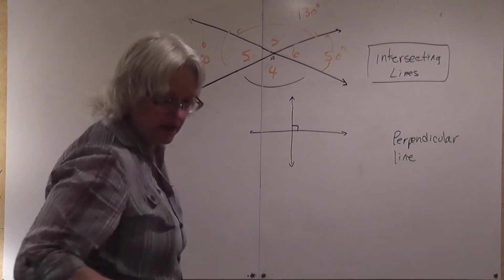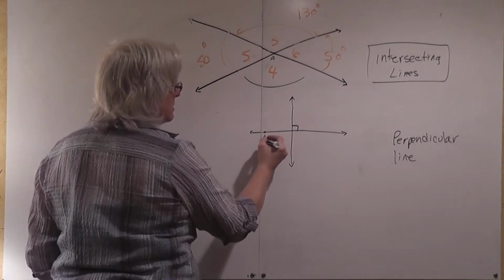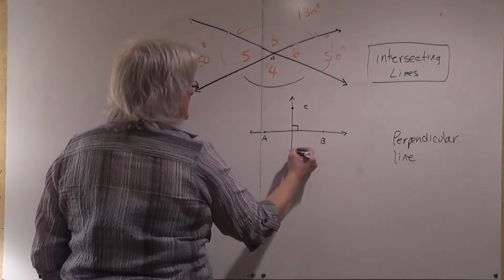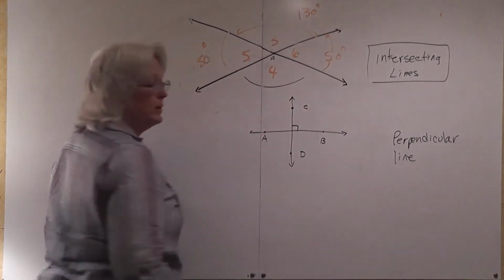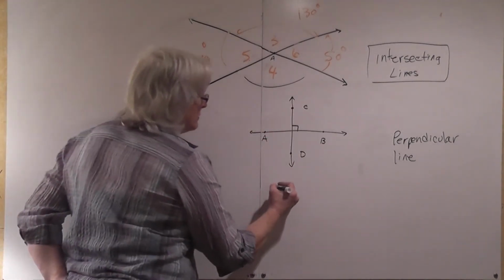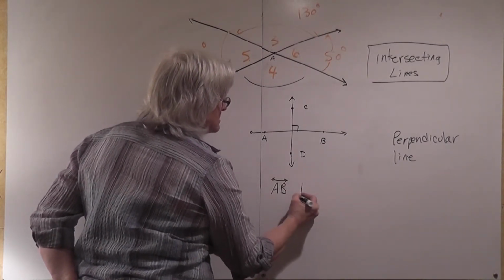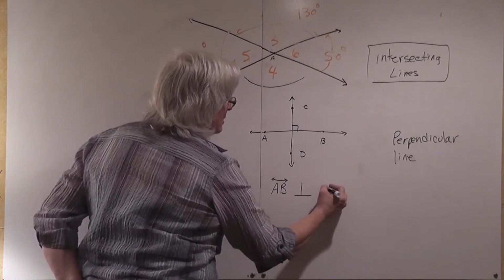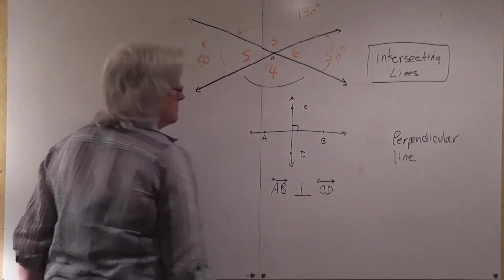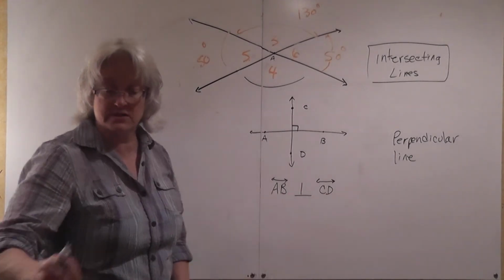Notation. Let's go ahead and do this the same way they do. We have point A, point B, point C, and point D. These lines are perpendicular to one another. So we would say that line AB, don't forget the arrowheads, is perpendicular to line CD. Line AB is perpendicular to line CD.